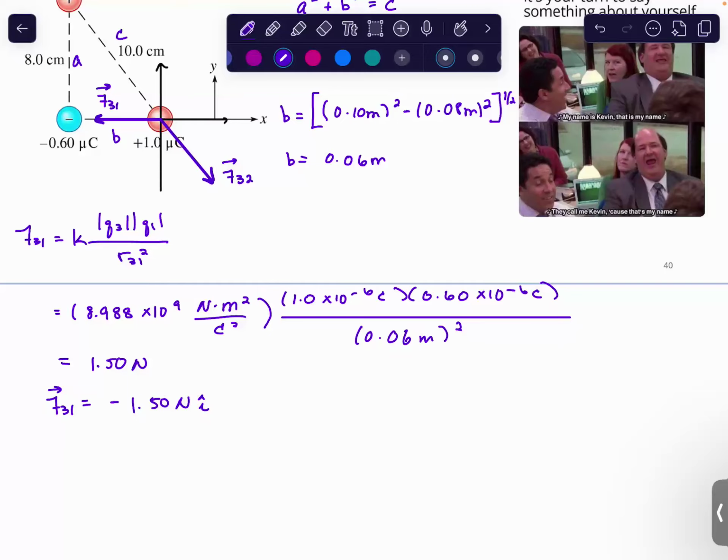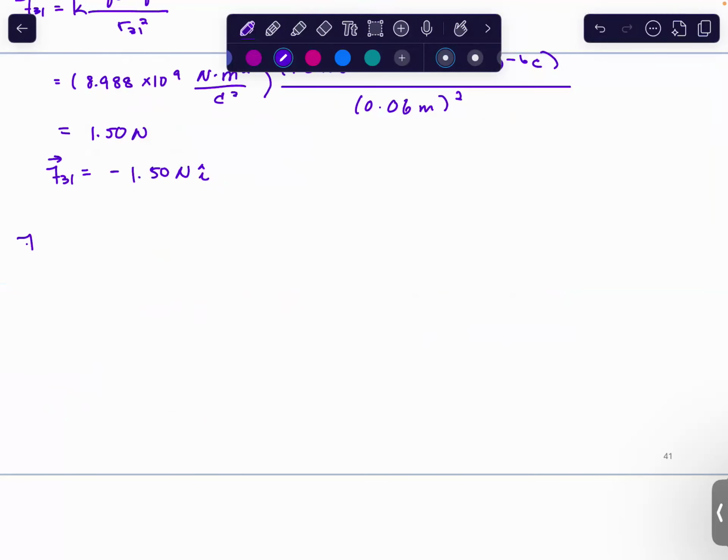Now let's look at the one that's a two-dimensional vector. Okay. Now to help me, what I did was I redrew this.